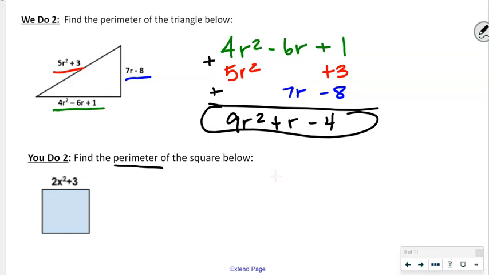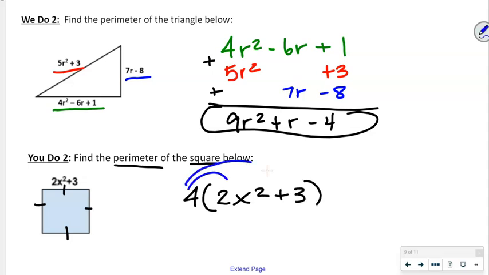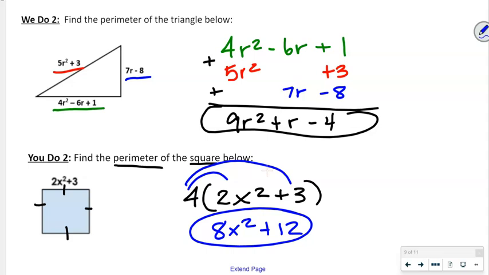All right, the next one says find the perimeter of the square below. 2 keywords, perimeter and square. What do you know about all the sides in a square? They're all the same, right? So what are you going to do with the 2x squared plus 3? Yep, you got it. Multiply by 4. So you're going to do 4 times 2x squared plus 3. Once again, we're going to distribute that 4 to both those terms. So 4 times 2x squared, sorry, is going to be 8x squared. 4 times 3 is 12, and that's our answer right there.